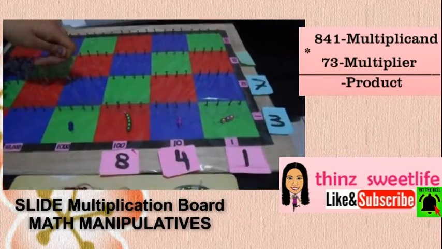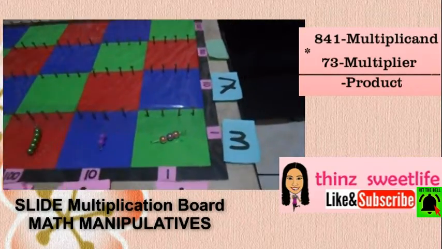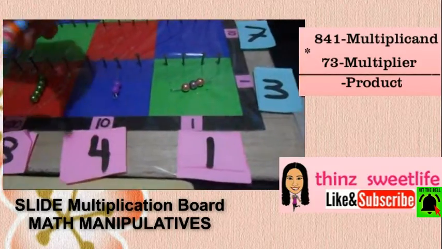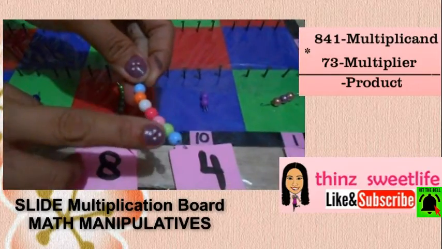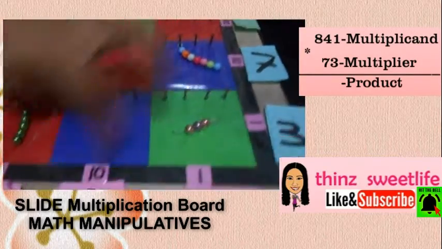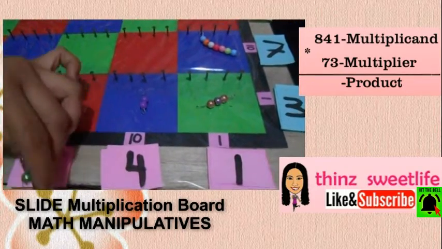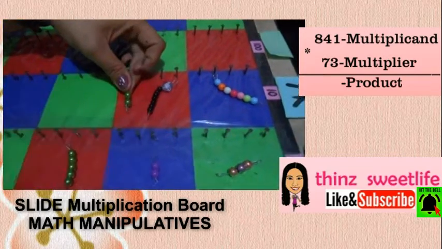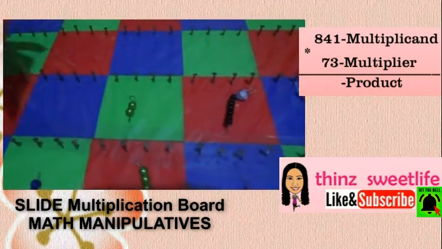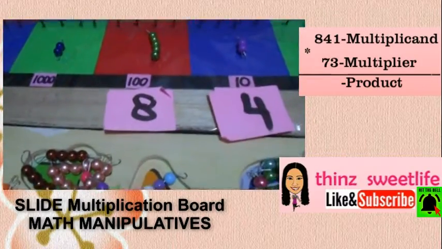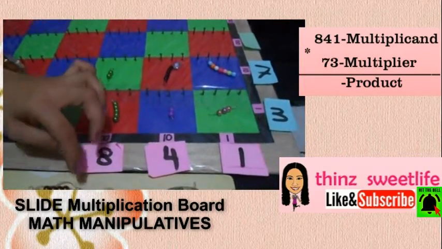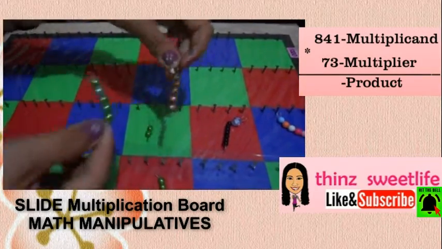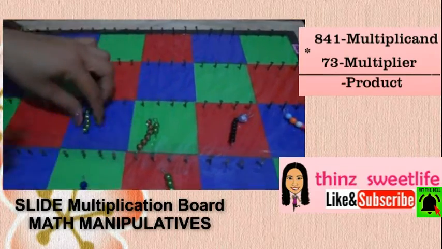Then on the second row, we multiply 1 times 7, which is 7: 1, 2, 3, 4, 5, 6, 7. Then 4 times 7 is 28. We need 2 and 8, so we move the 2 to the left side. Then 8 times 7 is 56. We need 5 and 6. The 5 we move to the left box.